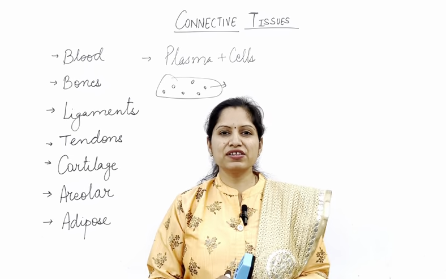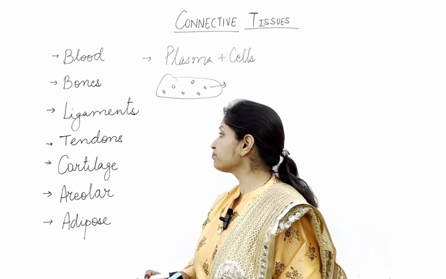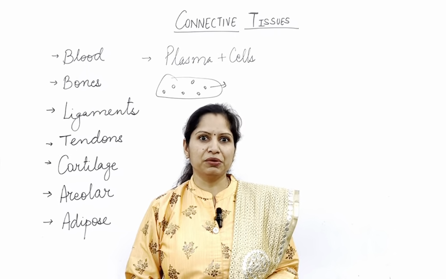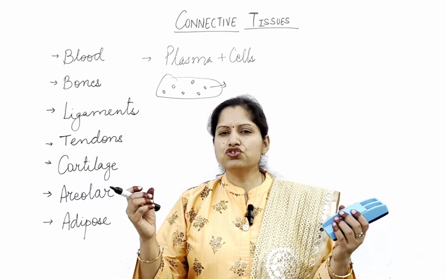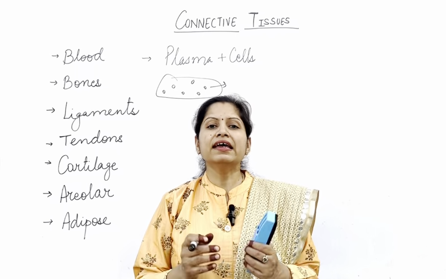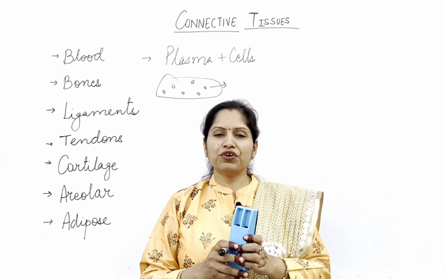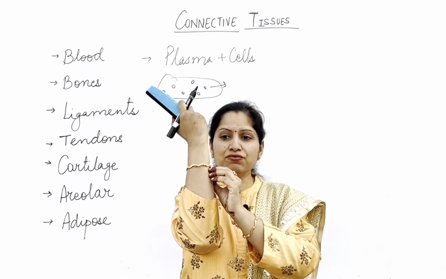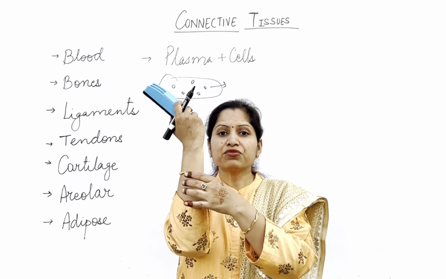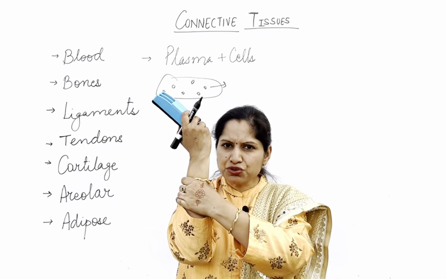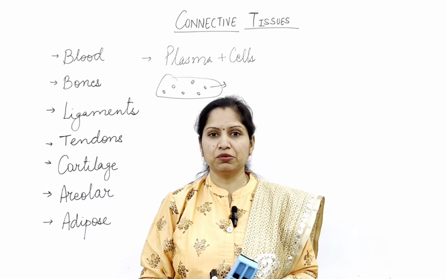So these bones are also connective tissues. Next comes the ligaments. Two bones are joined to each other and kept in proper place by the ligaments. For example, in our arm, we have two bones. These two bones are kept together by the ligaments.